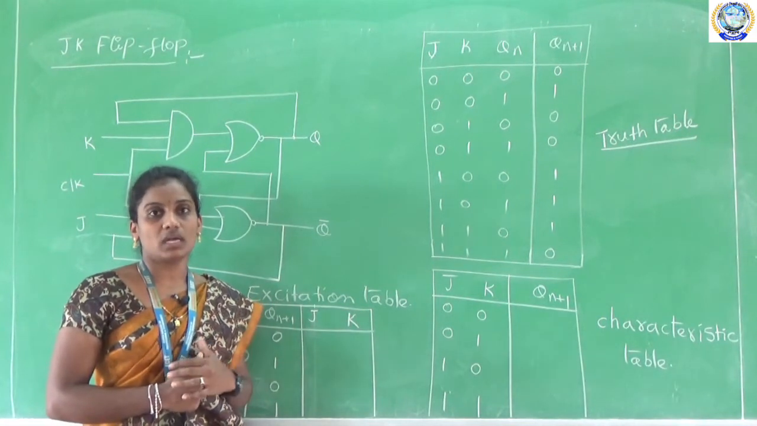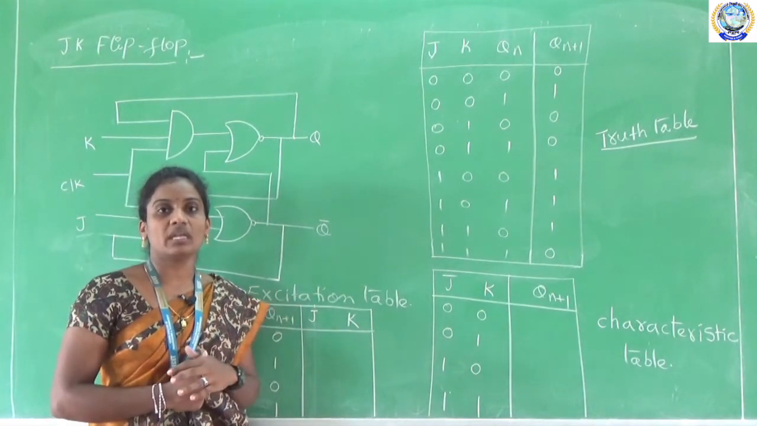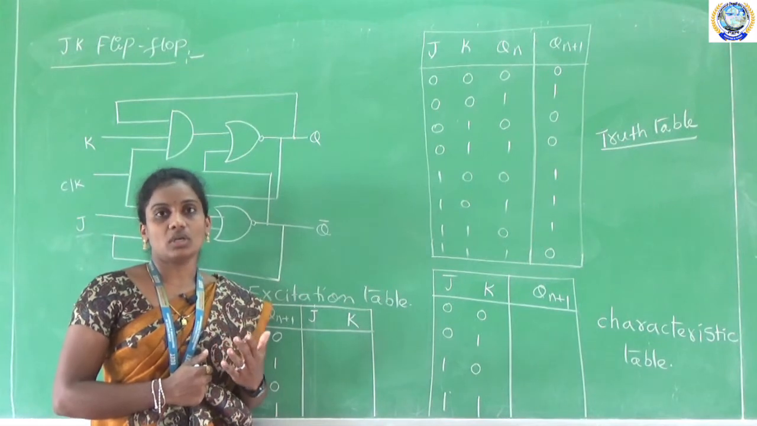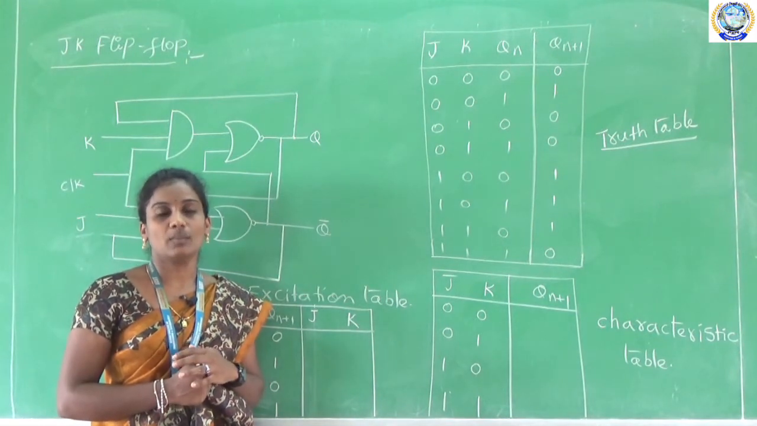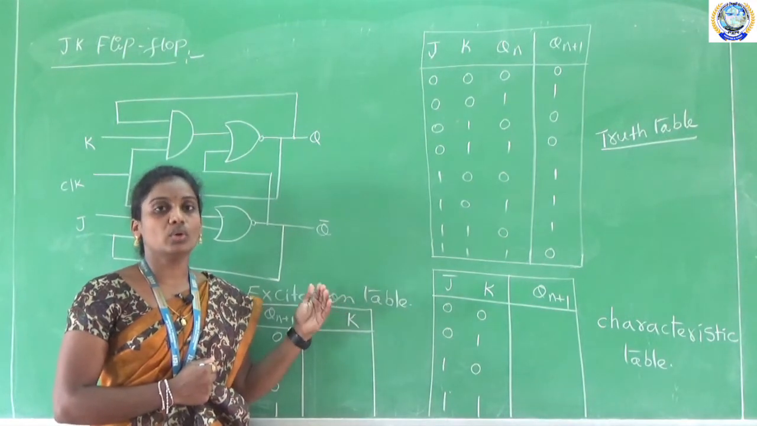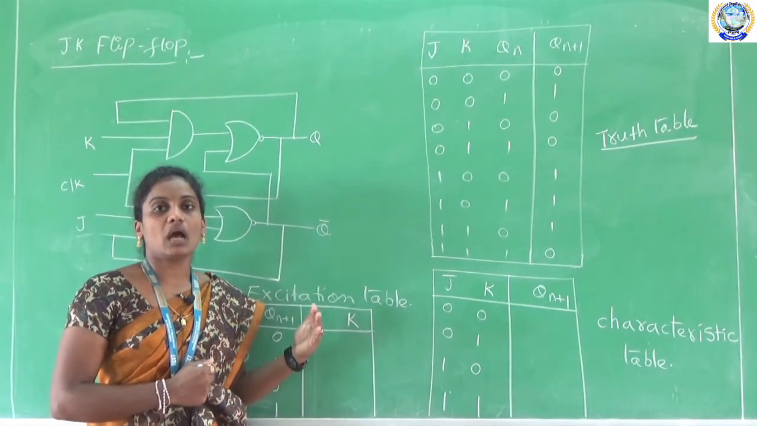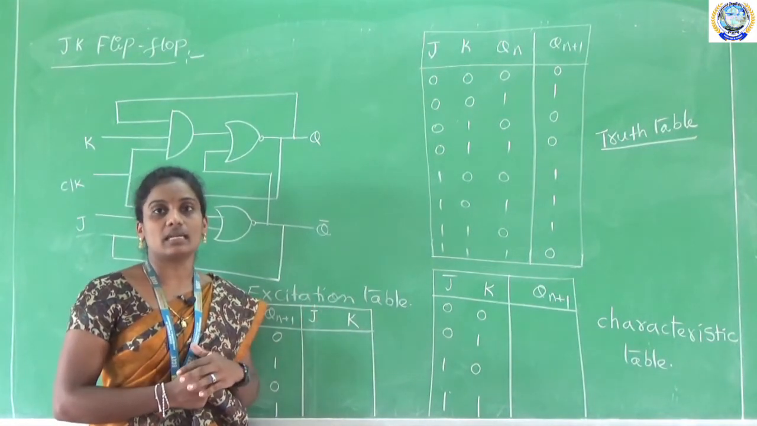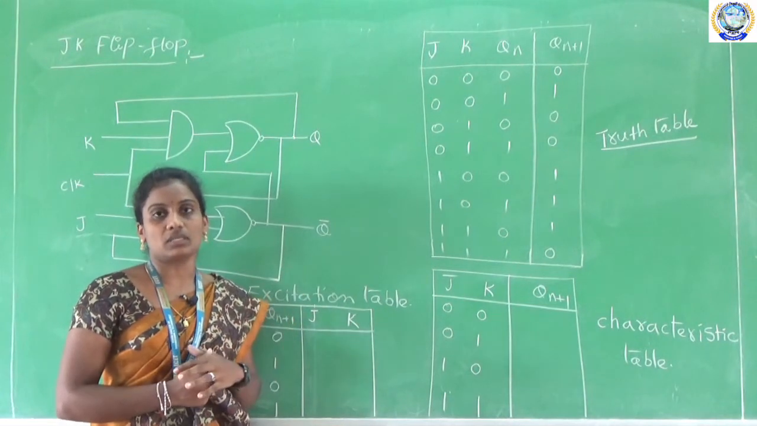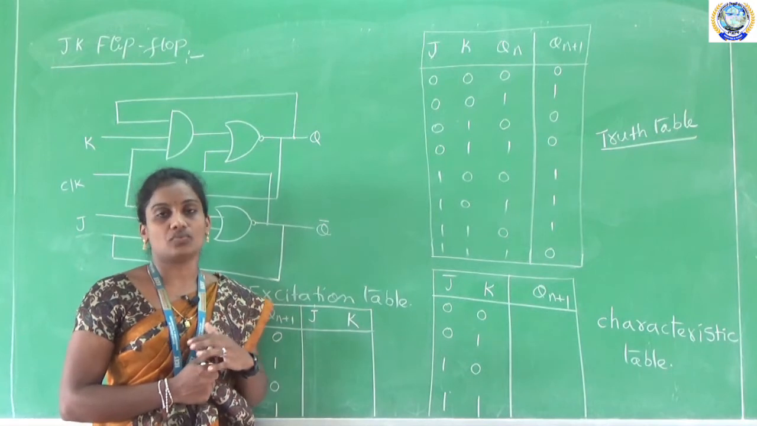Why are we discussing the JK flip-flop again? In the D flip-flop, we have only one input, that is, we give only 1 or 0 as input. But if we want to give two inputs, 0 0, 0 1, 1 0, 1 1, then how do we rectify the race condition? By using this JK flip-flop, we will rectify that race condition or invalid condition in the SR flip-flop.